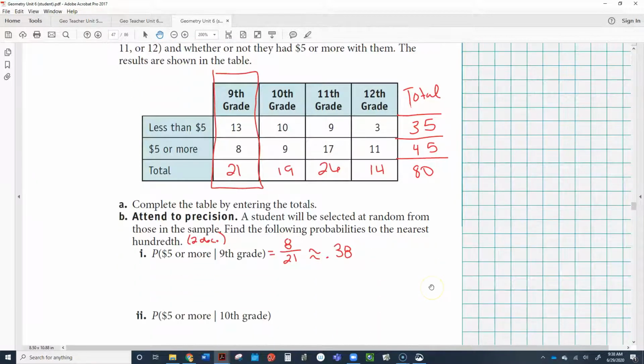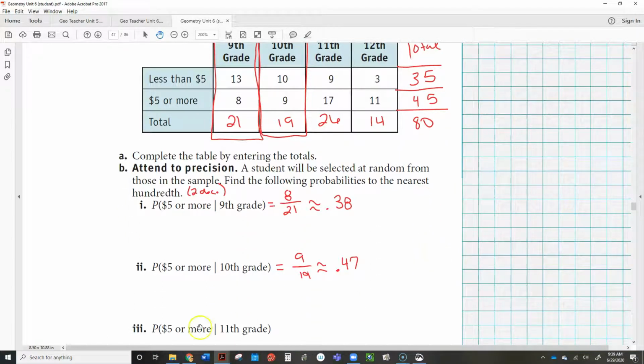Okay. Find the probability of a student having $5 or more, not from the entire group, but just from the 10th grade. So I'm just using the 10th grade. We know that it's a 10th grader that they asked. So the total number of 10th graders goes on bottom. Given that it's 10th grade, that goes on bottom, and the number of students that had $5 or more was 9 out of 19. I'm using my calculator. 9 divided by 19, rounded to 2 decimal places, is 0.47.